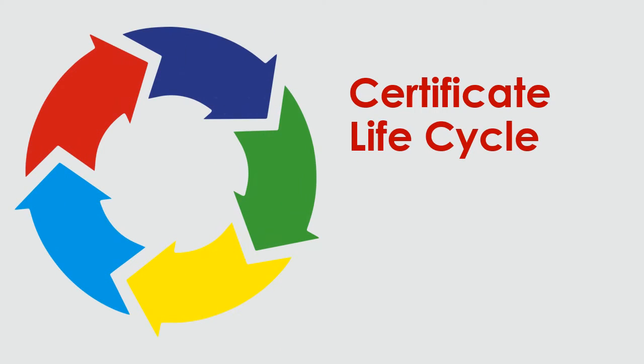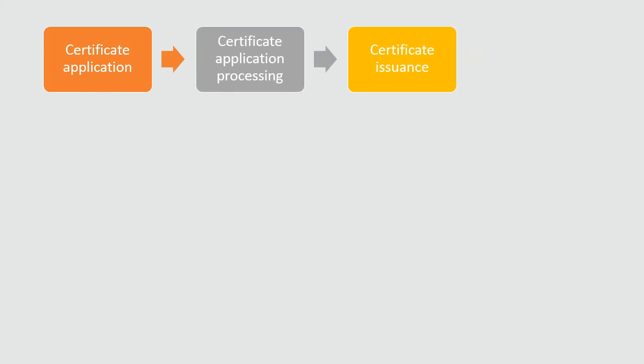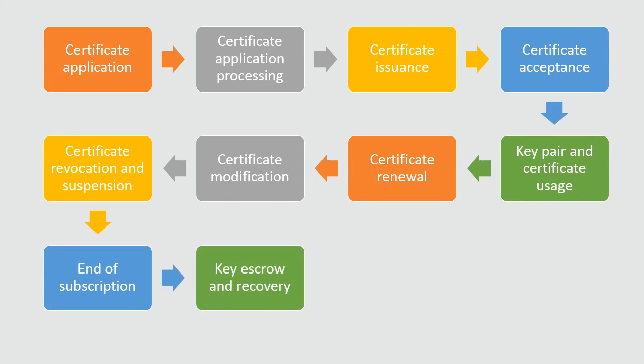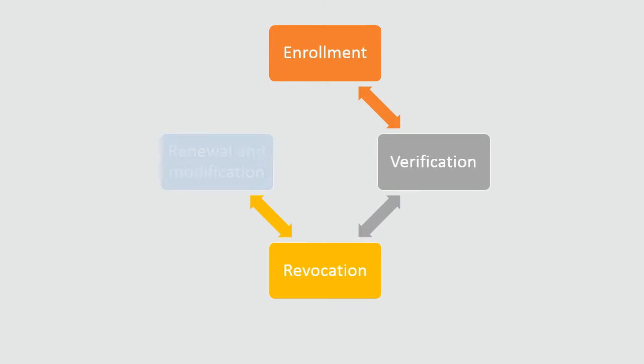Certificate life cycle. Steps of the certificate process are: certificate application, certificate application processing, certificate issuance, certificate acceptance, key pair and certificate usage, certificate renewal, certificate rekey, certificate modification, certificate revocation and suspension, end of subscription, key escrow and recovery. There are 4 main steps that involve a certificate issued: enrollment, verification, revocation, and renewal and modification.